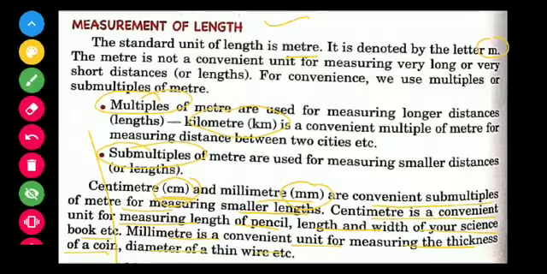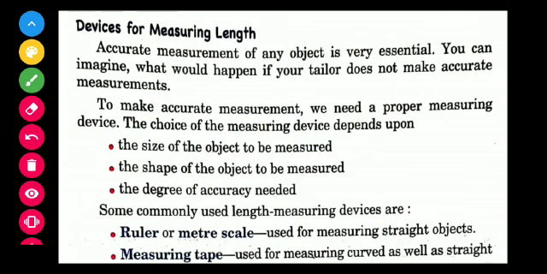Next is devices for measuring length. Accurate measurement of any object is very essential. You can imagine what would happen if your tailor does not make accurate measurements. This is the need of measurement, that accuracy should be there. To get accurate measurement we need a proper measuring device. The choice of measuring device depends upon the size of the object to be measured.